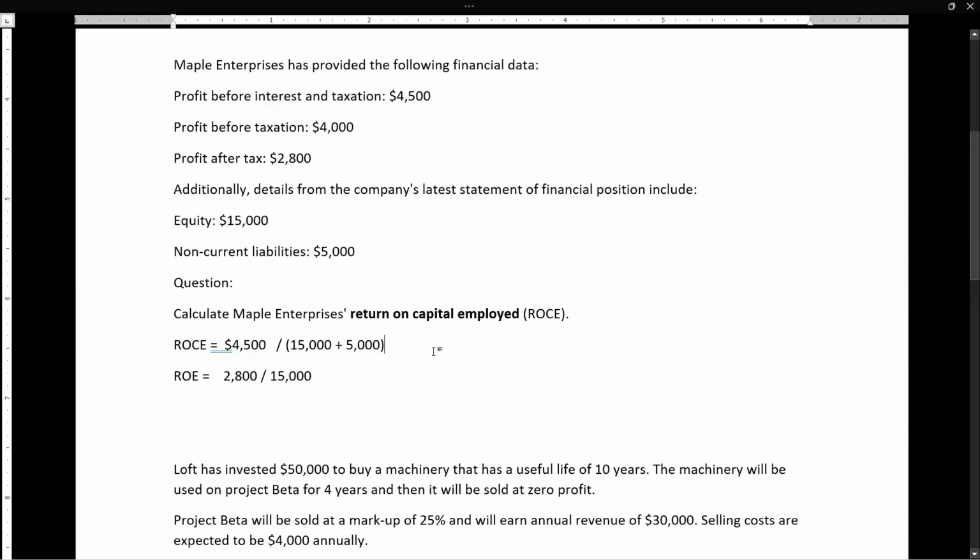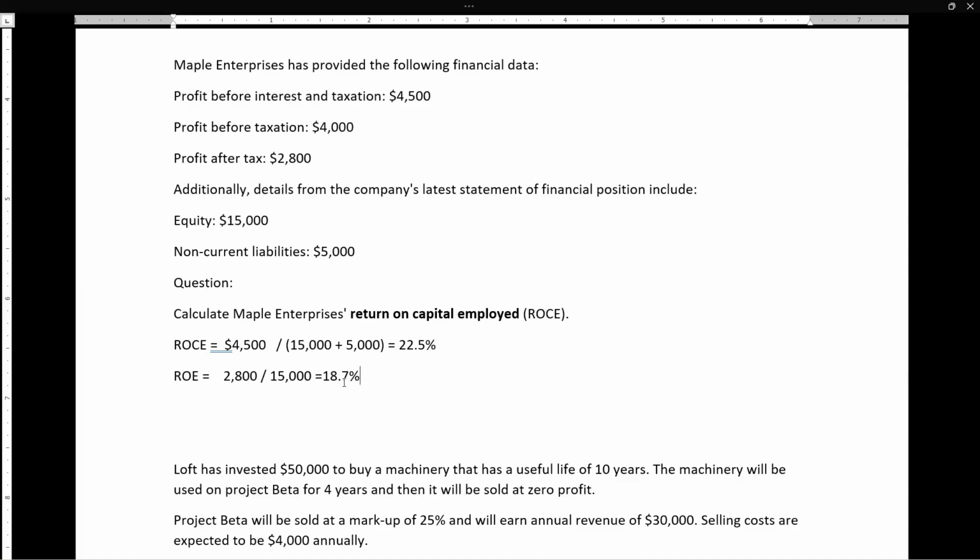Now let's calculate the values of that. So return on capital employed, we would have 4,500 divided by 20,000. It would be 22.5%. Return on equity would be, we would take 2,800 divided by 15,000. That is 18.7%.